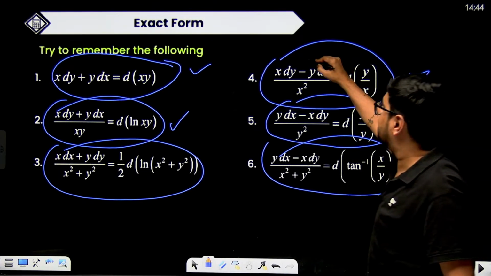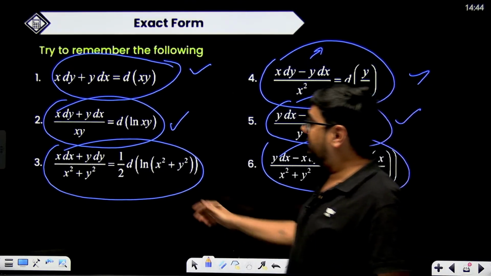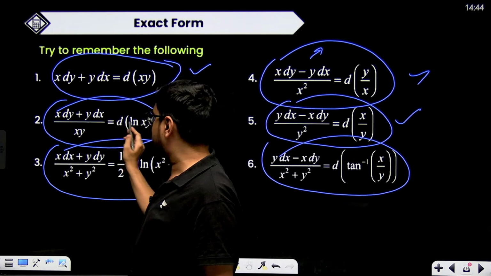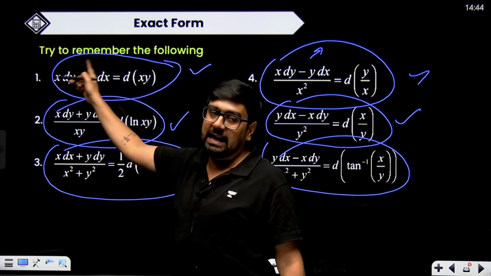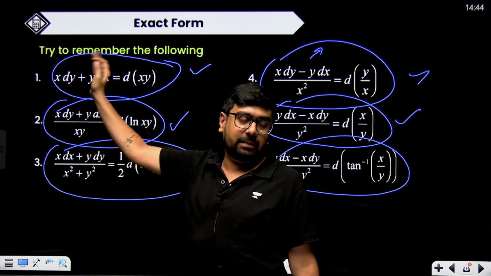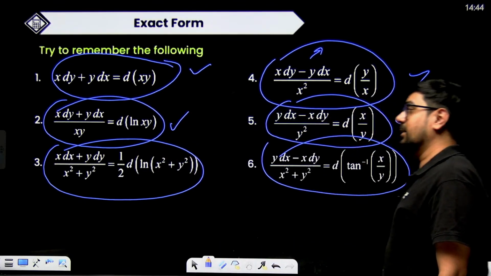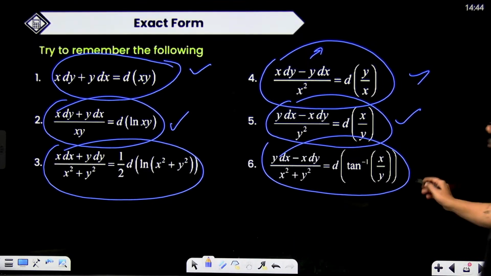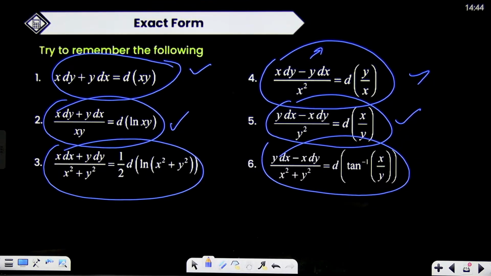So if something like this you find in your differential equation, write it as d of y by x directly. If you find something like this in your differential equation, write it as d ln of xy directly. If you find x dy plus y dx simultaneously in your differential equation, then write it as d of xy directly, and the problem will become easier. These two are rarely used, but still make a note of them.